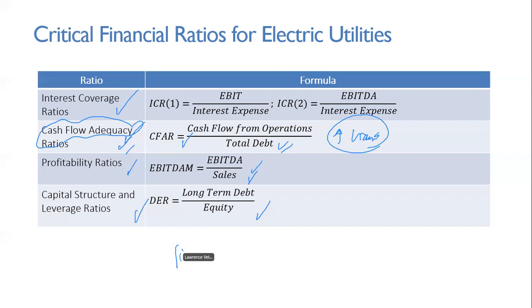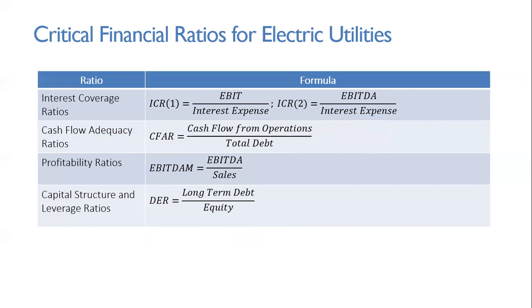Okay, we're just saying that it is critical to look at profitability, capital structure, interest coverage, and cash flow adequacy. It doesn't mean that liquidity is not important, right? Liquidity is still important, and you can compute the current ratio. But I'm just saying that you should pay closer attention to these ratios. Okay. Now let's go to real estate companies.